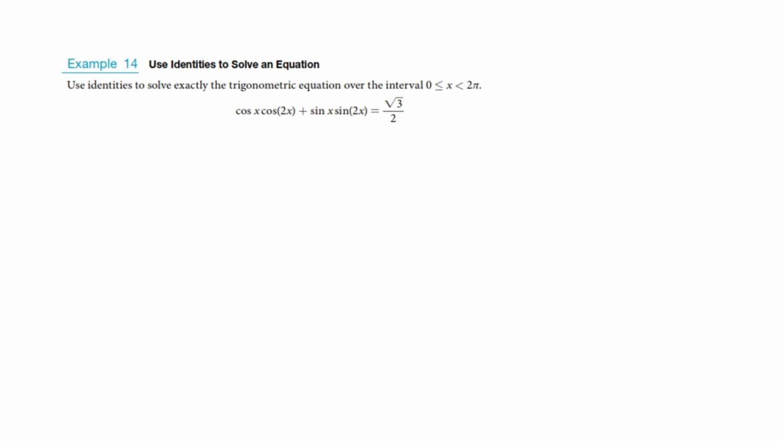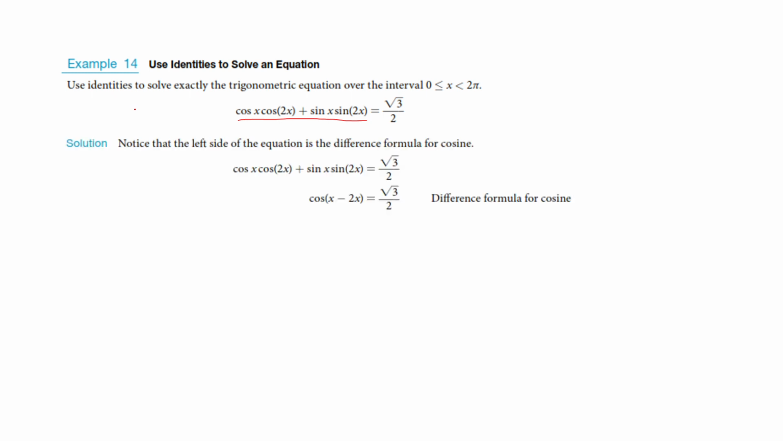So this one is not going to seem very intuitive. You'd have to scour your formula sheet to see this. But if you take a look at this, what we have here is a difference formula for cosine. So this on your formula sheet is the difference formula for a cosine function. So I could make a substitution. All of this could be replaced with the difference of that cosine, and then we're just going to subtract the two angles.